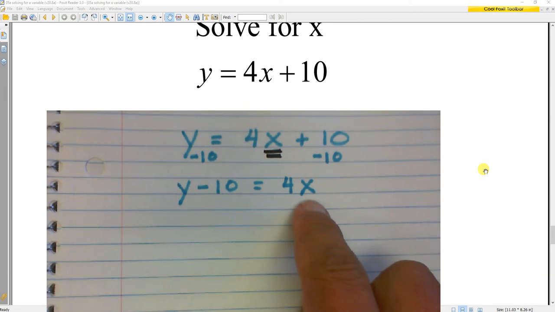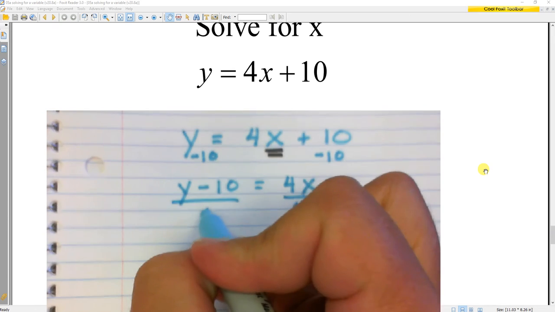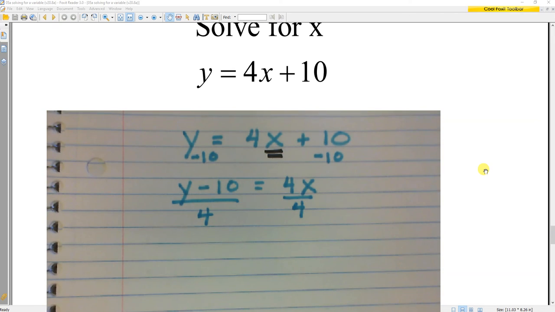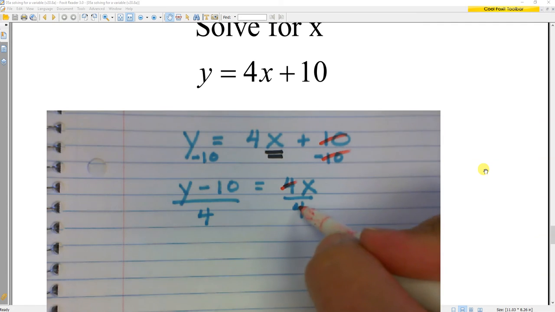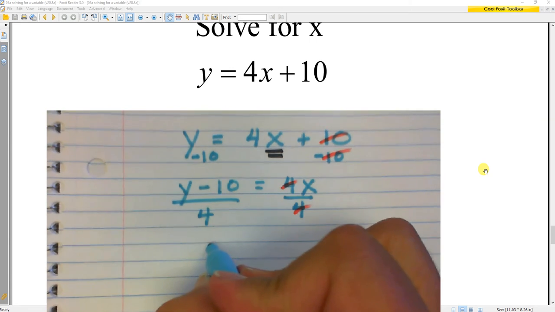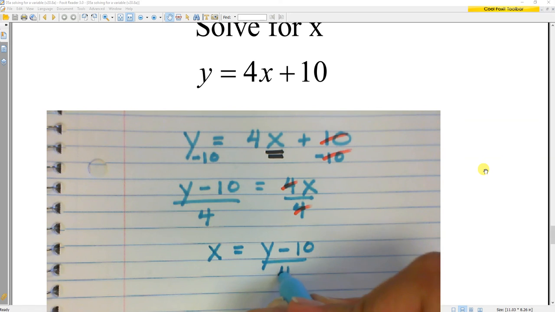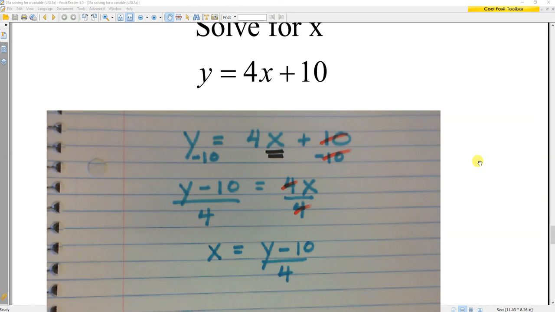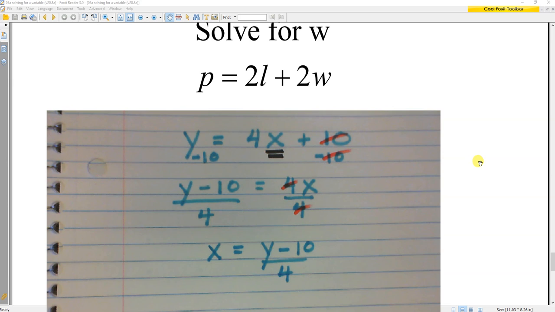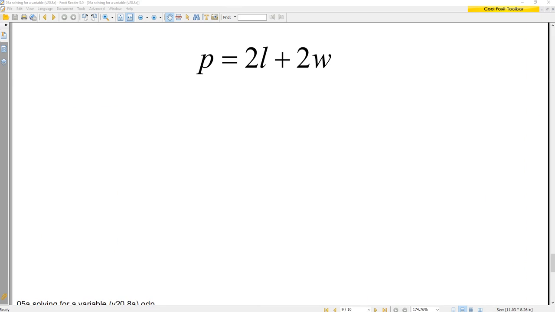Who's the variable I'm solving for? X. Who's bugging it? 4. 4 is multiplying it. That means I have to divide both sides by 4. Done. X equals y minus 10 over 4. Okay, let's call it good for the notes. I'll do this one. I'll do the next two just for you guys to practice with.